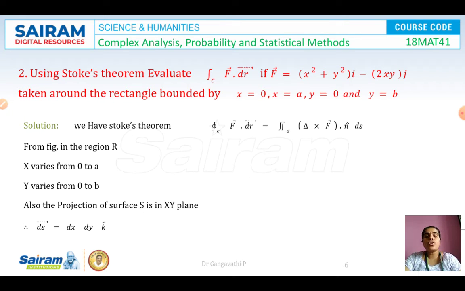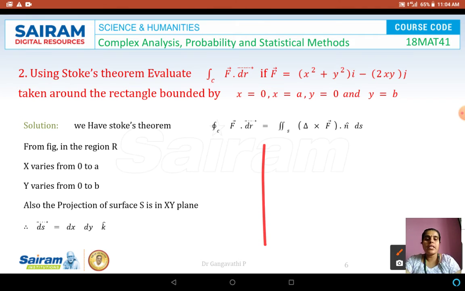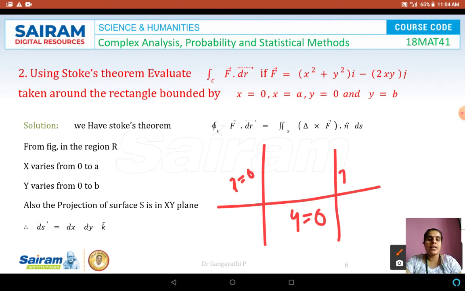It has asked us to use Stokes theorem. So we have Stokes theorem: the integral over a closed curve C of vector F dot dr is equal to the double integral over S of curl F dot n cap into dS. Now this region becomes a rectangle, so you can try to draw the graph with these points. x is equal to 0 is your y-axis and y is equal to 0 is your x-axis. And x is equal to a is a line parallel to the y-axis at a distance a, and y is equal to b is a line parallel to the x-axis.